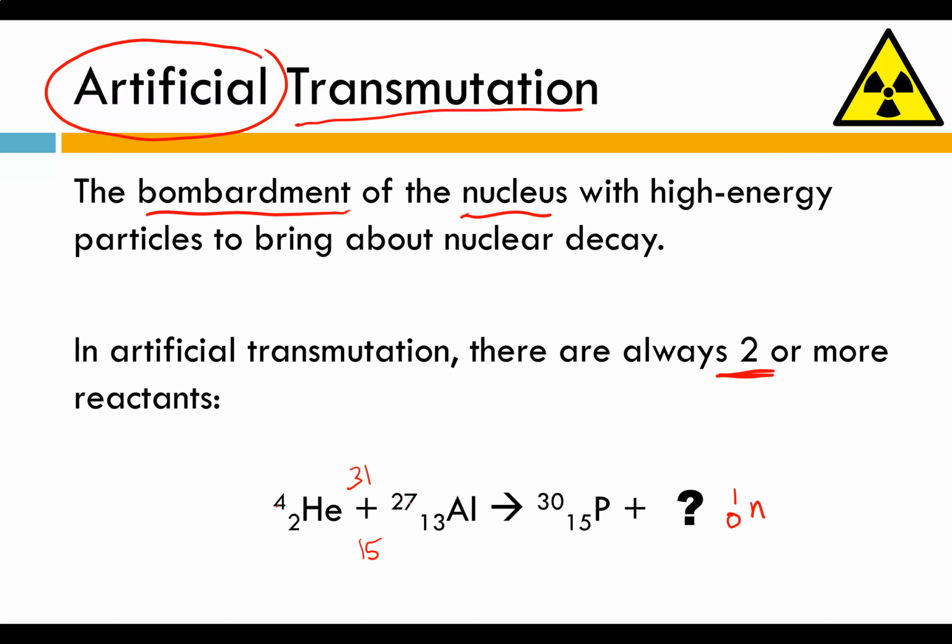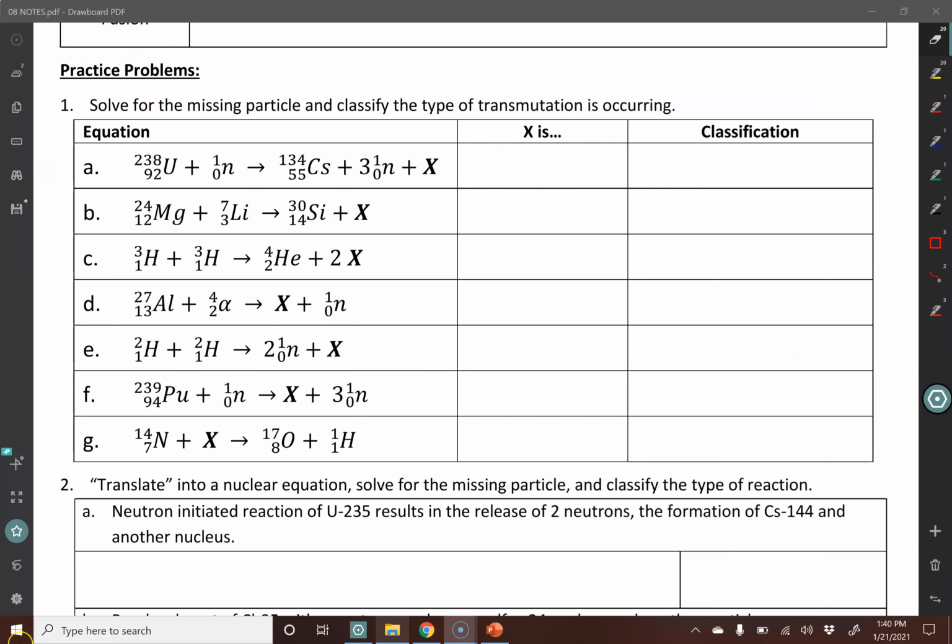Let's try out some practice problems with this. Okay, so here we are in the practice problems, and I want to take a look at question number 1, really focusing on trying to solve for the missing particle. We're going to go over questions A, B, and C. I want to start with question B first. So I've got a magnesium nucleus reacting with a lithium nucleus to produce a silicon nucleus and some unknown particle. We're going to go through the same procedure.